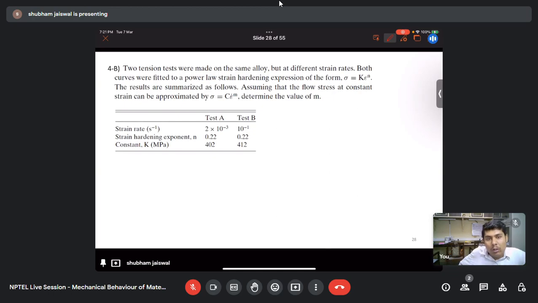So a similar question comes here. Two tension tests were made on the same alloy, but at a different strain rate. Both the curves were fitted to a power law strain hardening expression of the form sigma equal to k epsilon to the power n. The results are summarized as follows. Assuming that the flow stress at a constant strain can be approximated by the law sigma equal to C strain rate to the power m, they are asking us to determine the value of m. They have given the strain rate, strain hardening exponent, and constant k for both the states A and B. Please try to solve.